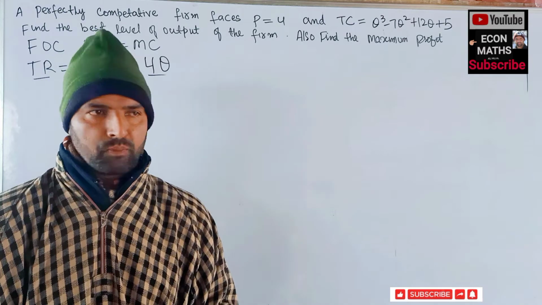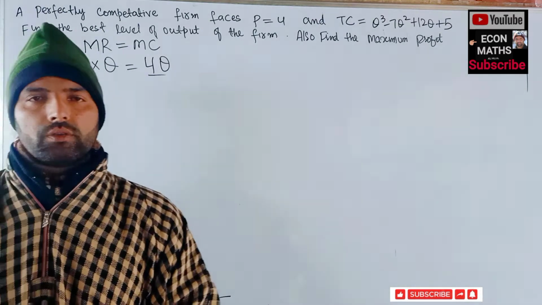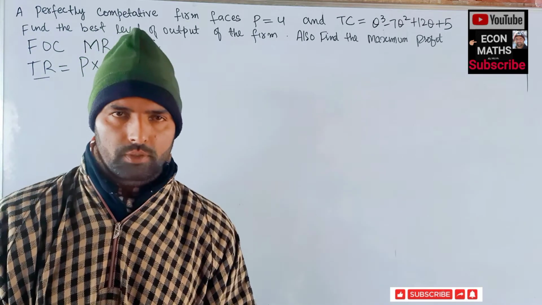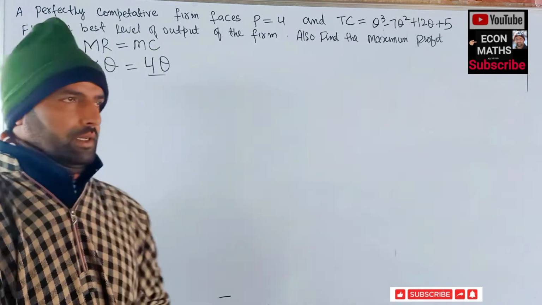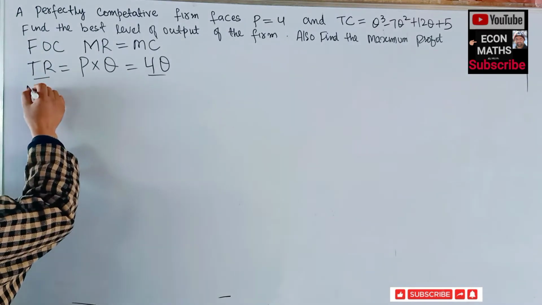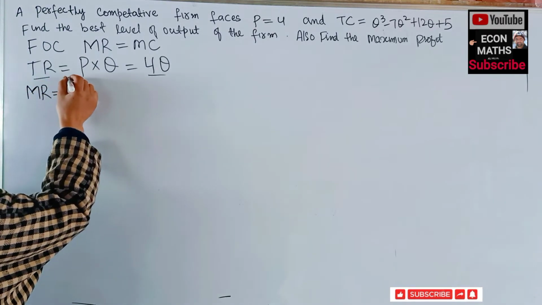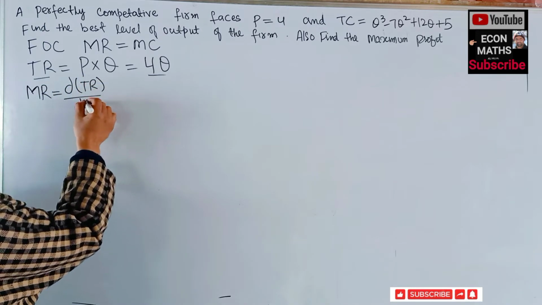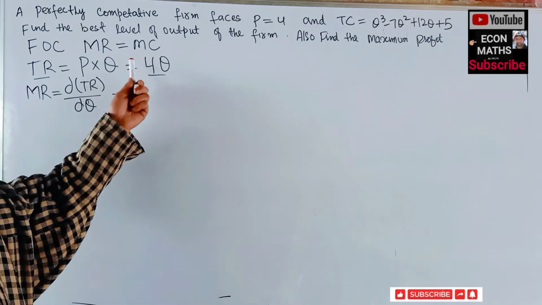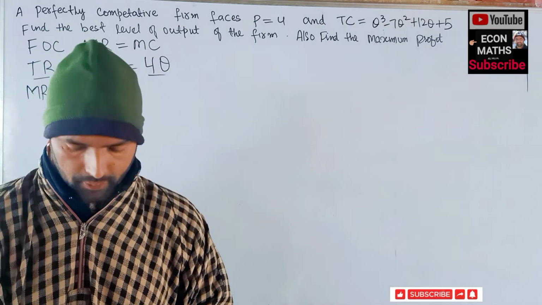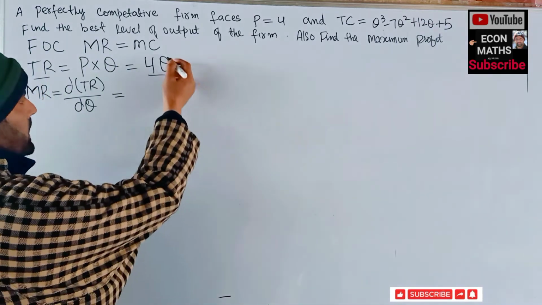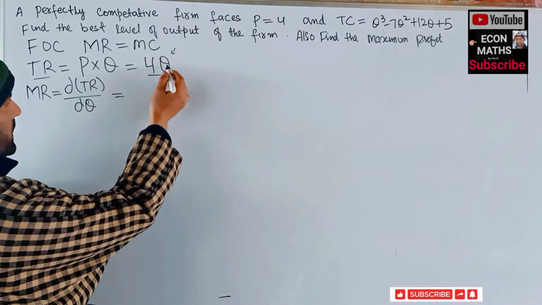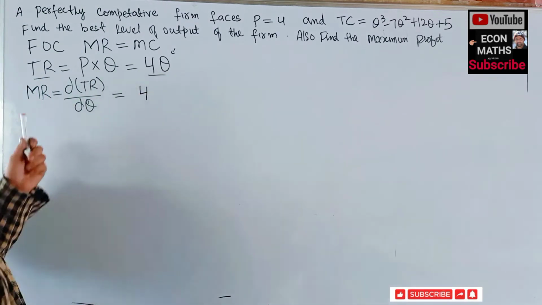From the total revenue, we will find the marginal revenue. Finding marginal revenue is simply taking the derivative of the total revenue with respect to the quantity. So marginal revenue is the first derivative of total revenue with respect to quantity, dTR/dq. We differentiate 4q with respect to q. The derivative of q is always equal to 1, so this is 4 times 1, which is 4. So our marginal revenue is 4.